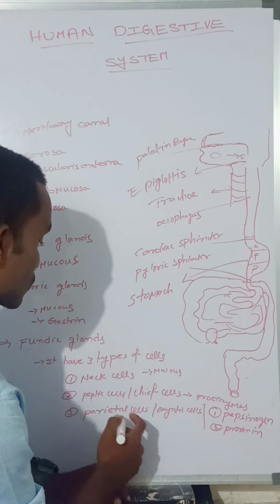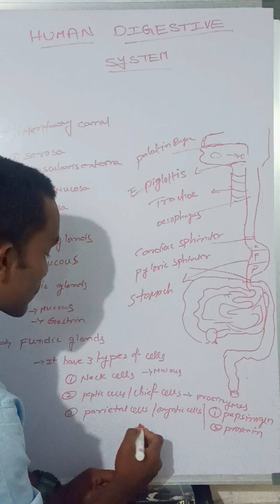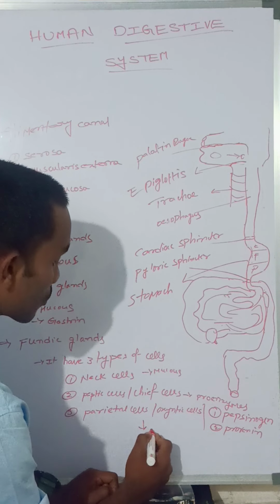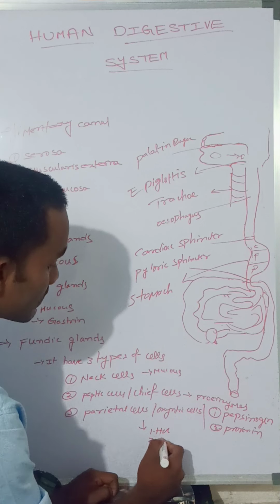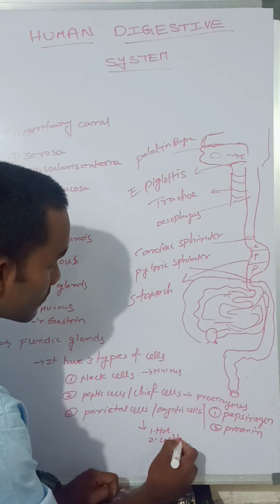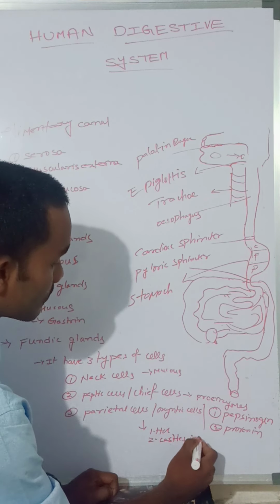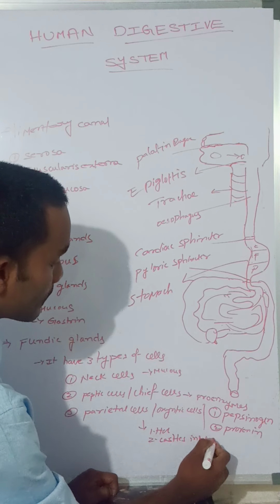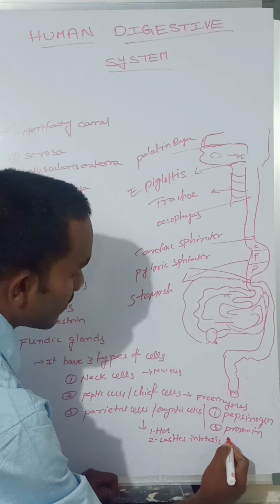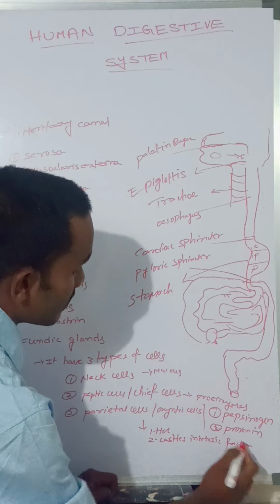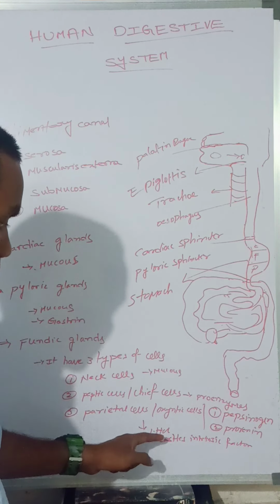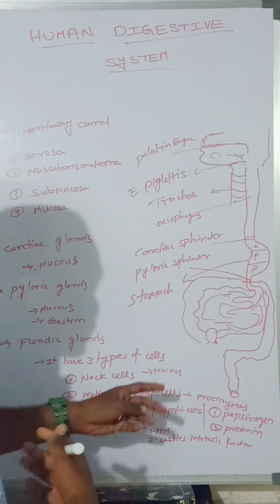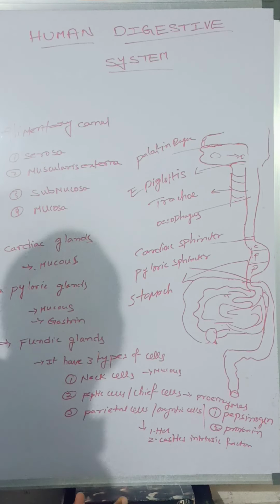Next, parietal cells or oxyntic cells secrete hydrochloric acid and Castle's intrinsic factor. Hydrochloric acid and Castle's intrinsic factor are essential for the absorption of vitamin B12. We will discuss more about their roles in upcoming lectures. I think you get my point.